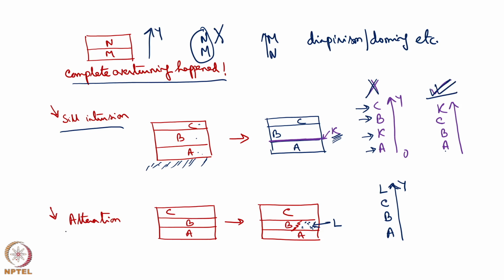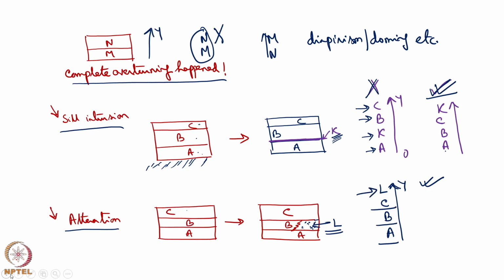Let us take another case of alteration. Rock units A, B, C got deposited, and in the later phase, due to fluid activity, a part of B got altered to L. So here the correct sequence will be A got deposited first, then B, then C, and then rock L came into existence.